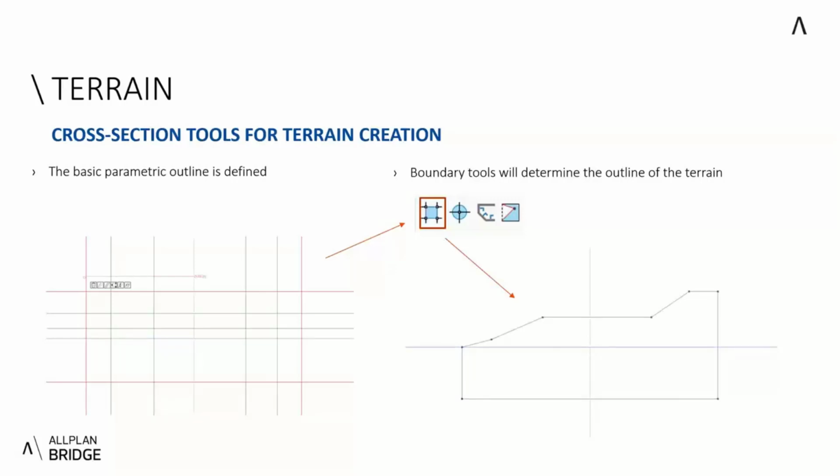So according to this outline that we have defined on the left side, we can define the outline of our boundaries, of our terrain, as we see on the right side. But we would like to make this terrain a bit more realistic, because now we see just these linear transitions between different points or intersections.